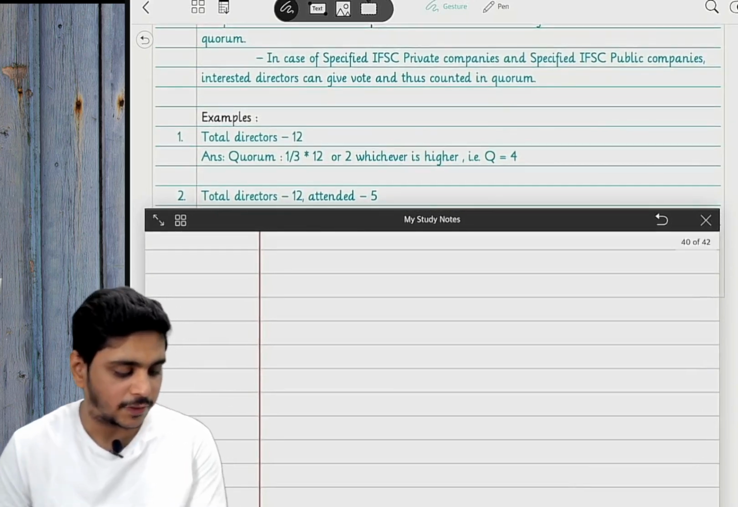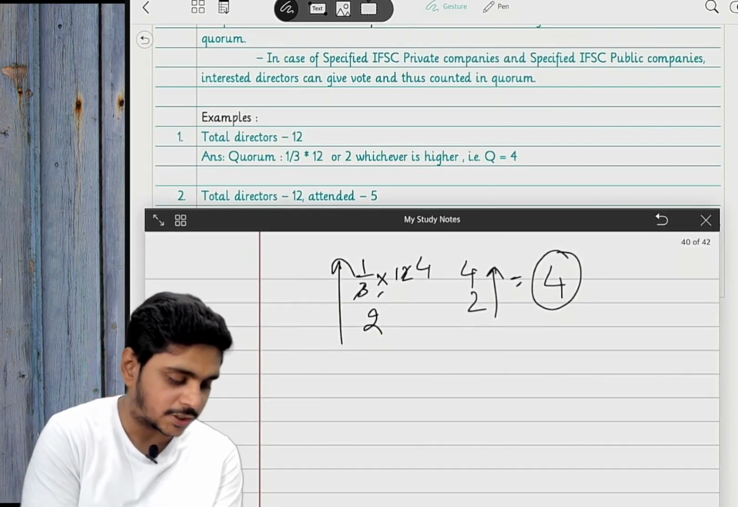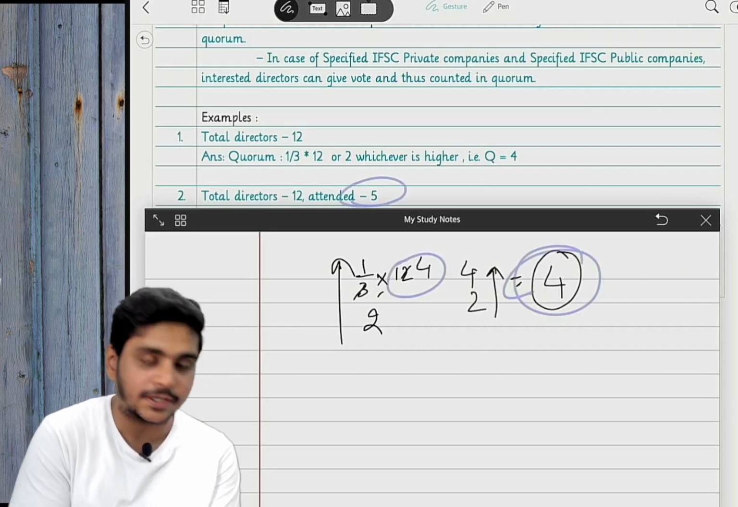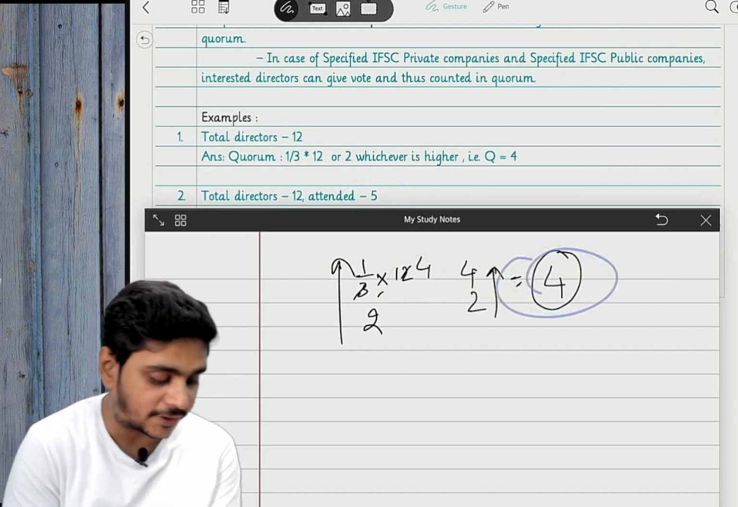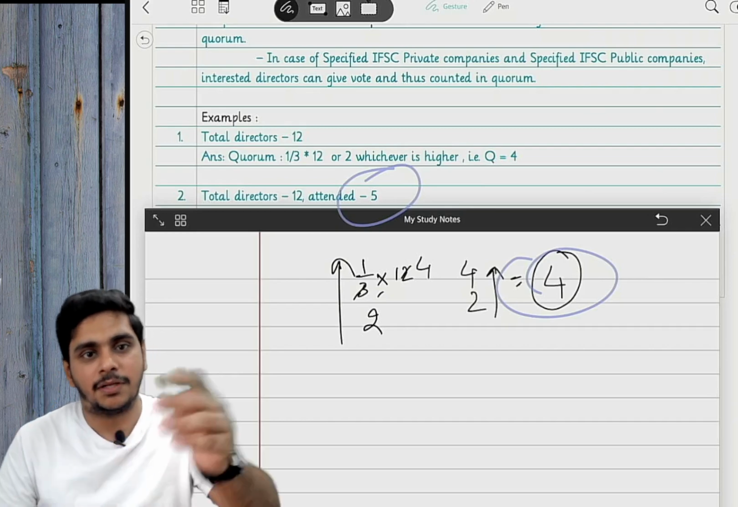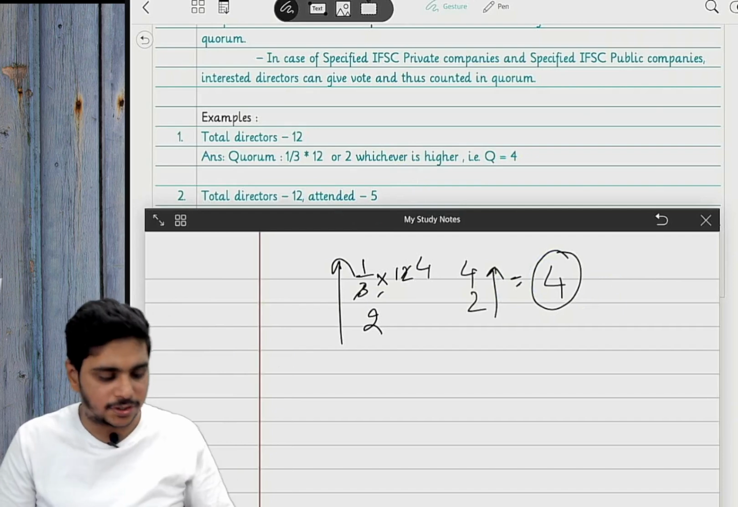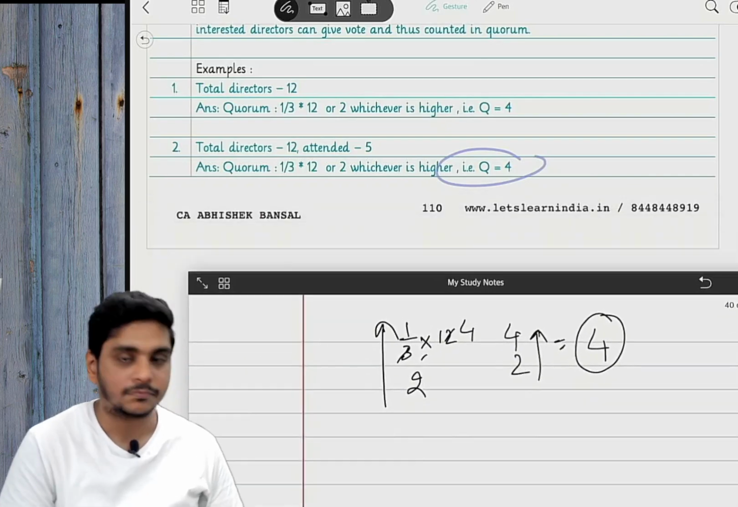Now total directors are 12, attended 5. Is quorum achieved? Quorum should be 4. 5 have attended the meeting. Minimum 4 should attend, but 5 have attended. Quorum is achieved. So you'll do the calculation.